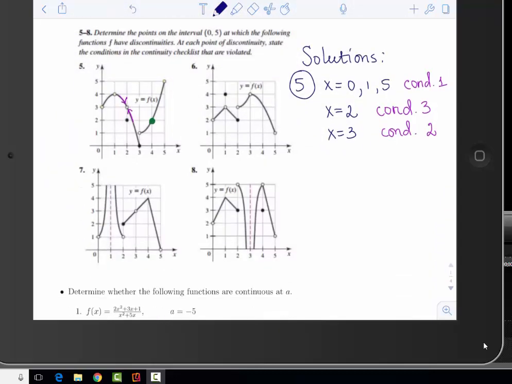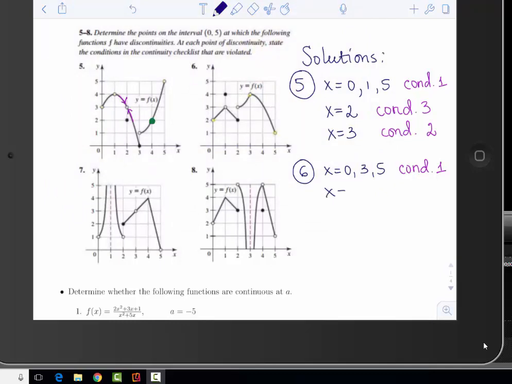Let's do something similar for problem 6. Okay, which points am I going to take a look at? I'm going to take a look at 0 through 5. Okay, so points 0, 3, and 5. Once again, this is where the function is undefined. Condition 1 is violated.